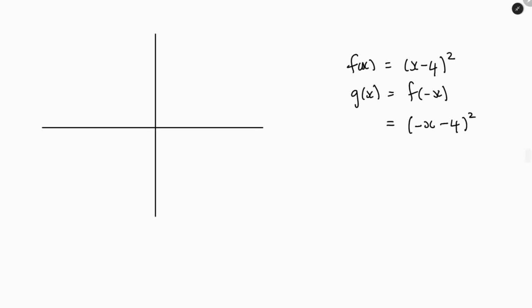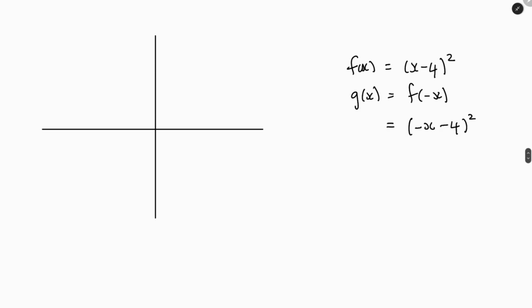Okay, so let's draw f first. So we've got y and x. f is going to be, the root is x equals 4. And of course it's going to look like this, as we've just seen not so long ago. And this point here is going to be 0, 16, and this point here is going to be 4, 0.